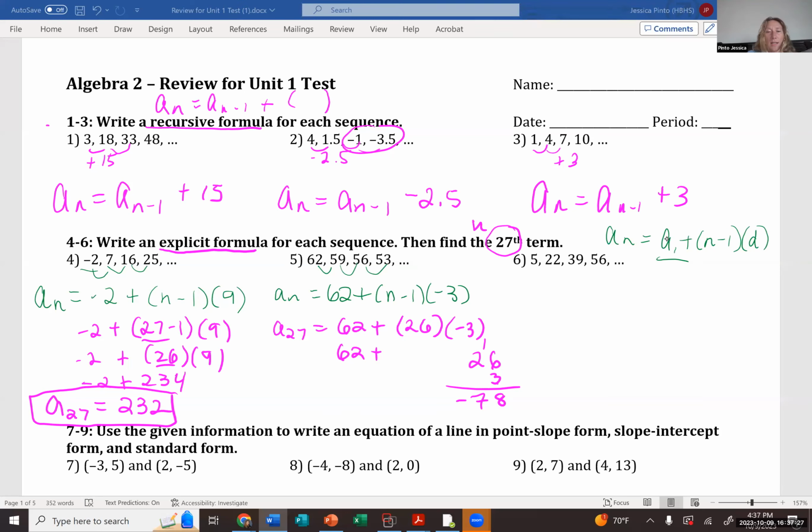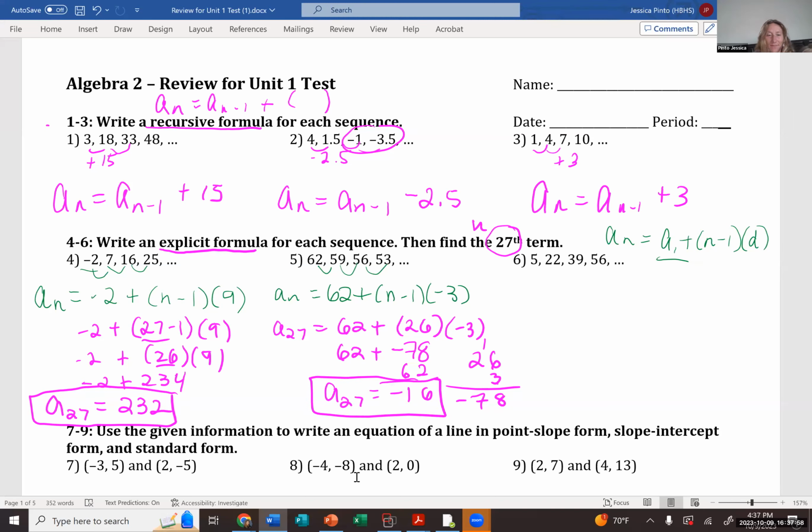Okay, so that's 62 plus negative 78. And those are opposite signs, so we are going to subtract. So let me think, 78 minus 62. That's going to be 16. And the 78 was bigger, so it's negative 16. And that's our final answer.